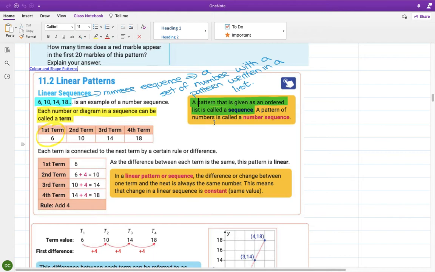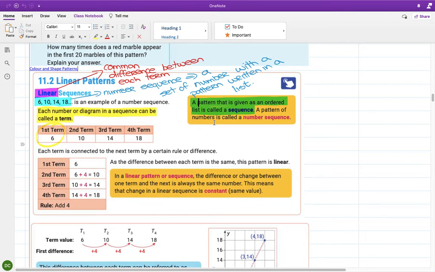And then the last word that hasn't been addressed really is the word linear. And what linear means is that there is a common difference between each term.